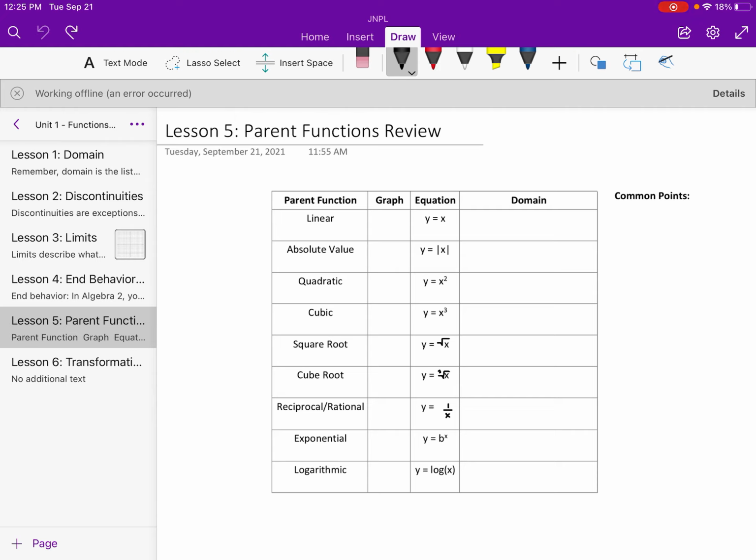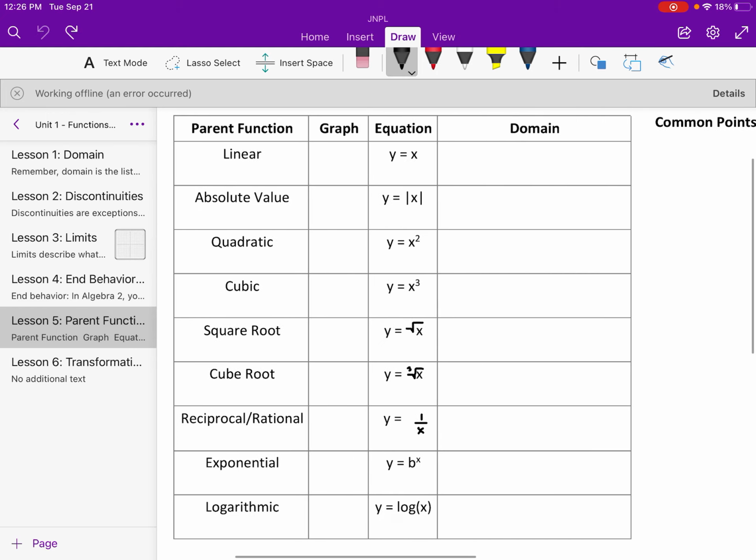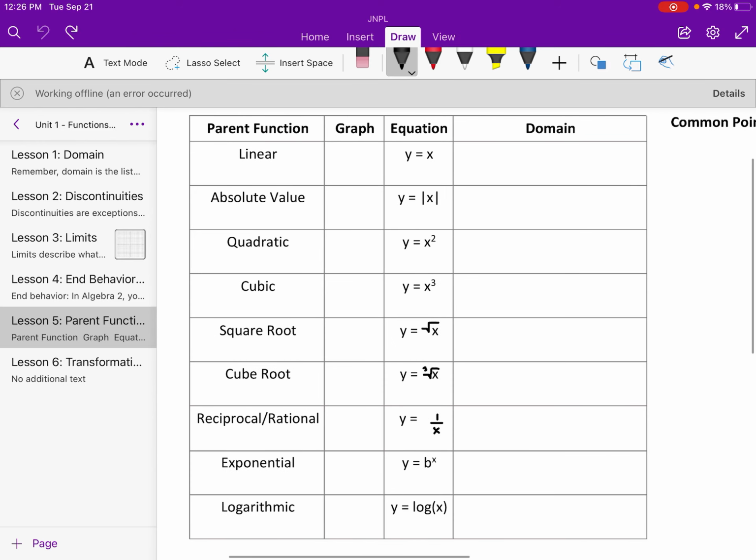So you might remember from Algebra 2 all of these different functions that you learned, and now let's try to remember what they were like. Some of them you even knew in Algebra 1. I already put in the parent function name and equation, but now let's look at the graph. I'll fill in the graph, domain, and common points.